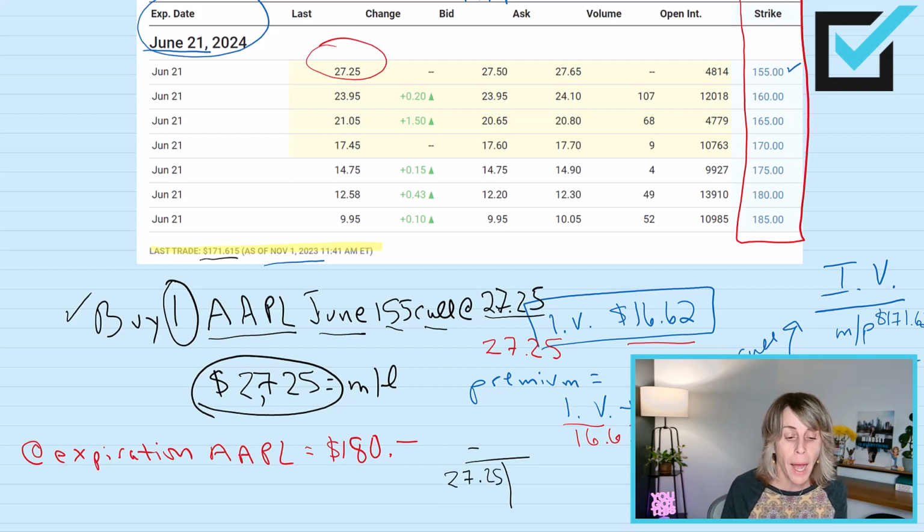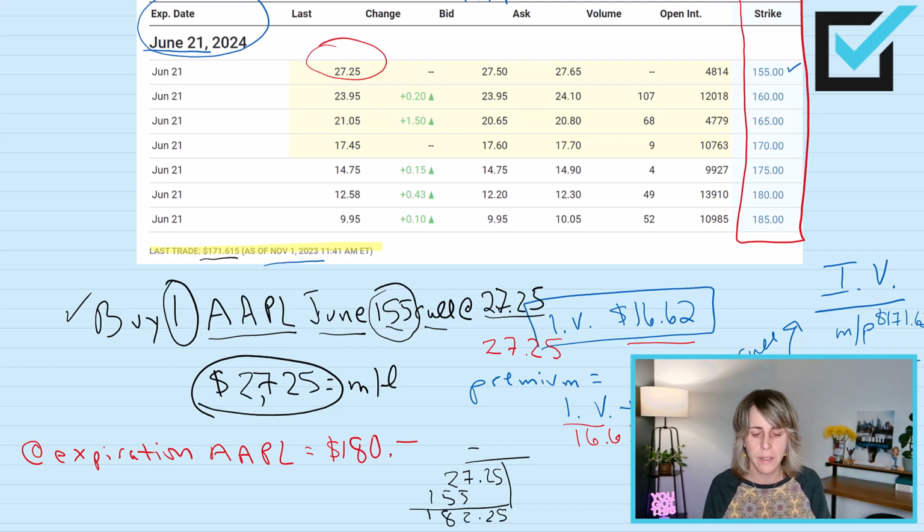So when you bought this option, you were out of your pocket $27.25. To buy the shares, do you have to pay $180? No, you have to pay the strike price of $155. So you're out of your pocket $155. Total that you're out of your pocket, we have $182.25. You think I don't check it with my calculator? You'd be mistaken. I always do.